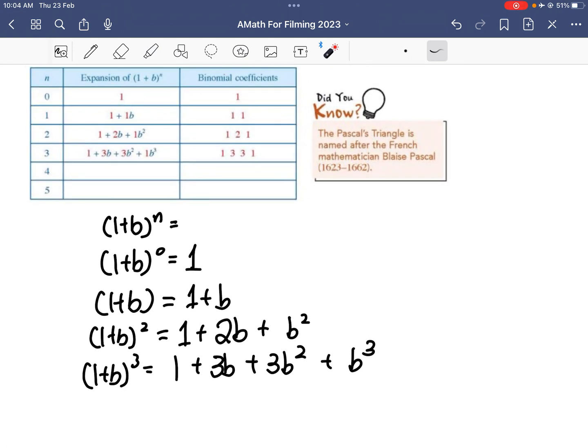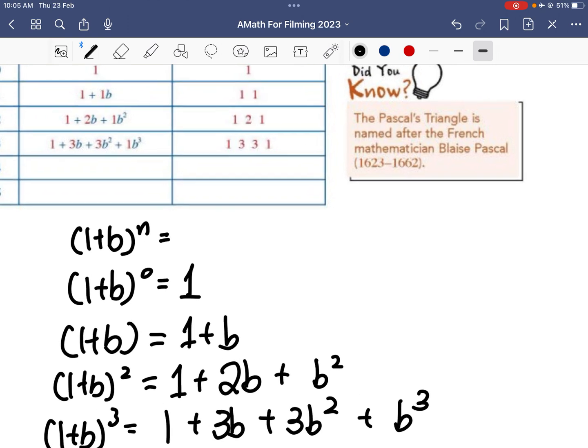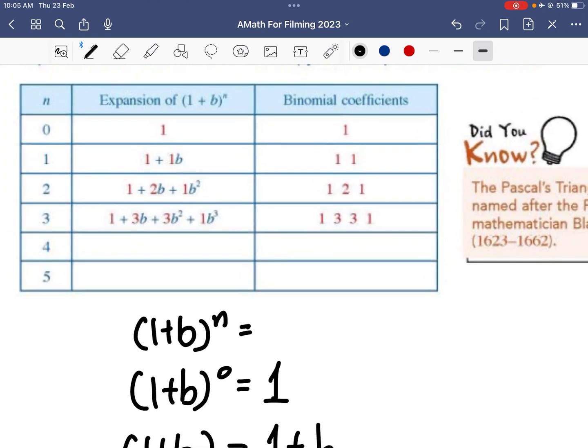So what happens here is this: if I'm trying to expand (1 + b) to the power of 4, if I use my Pascal triangle, you look over here, (1 + b) to the power of 4, 1, 4, 6, 4, 1. How do I do this? Here is 1. To get this 4, the two numbers above are 1 plus 3. To get the 6, I get 3 plus 3. To get the 4, I get 3 plus 1. To get this 1, I take 1 plus 0, I get 1.